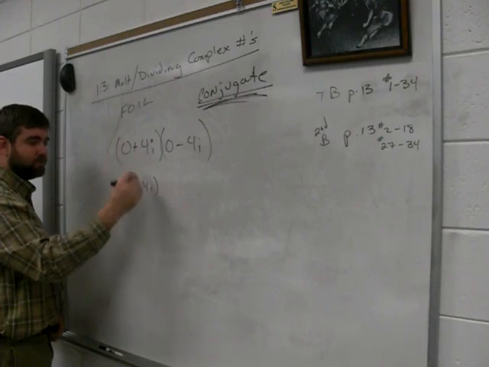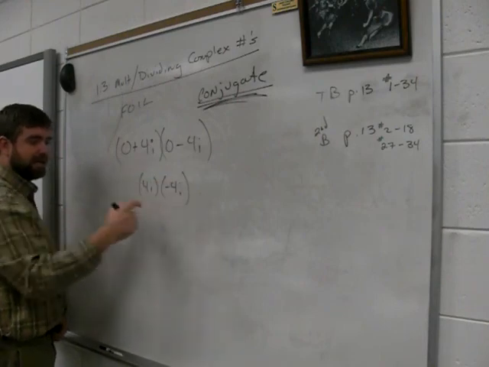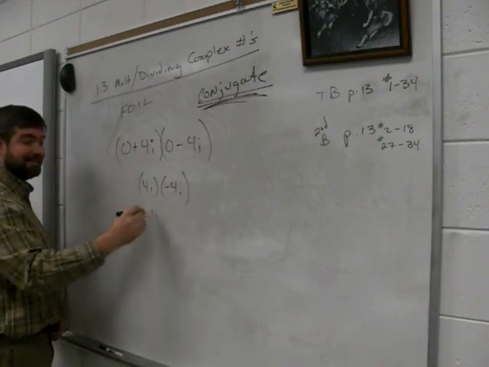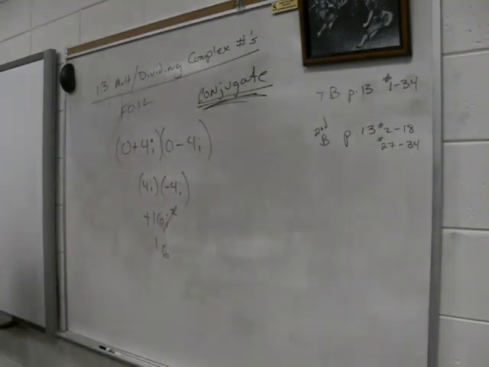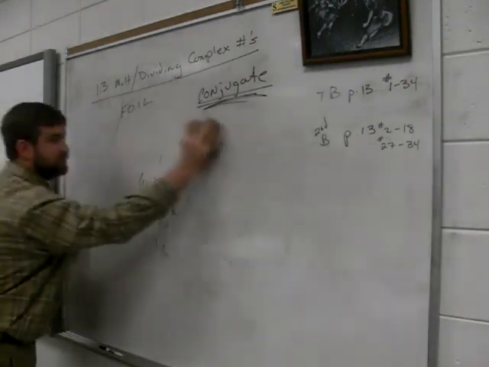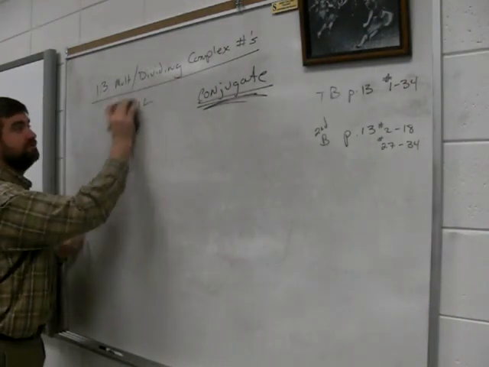And watch what happens when I multiply those. What do I get? 4i times negative 4i is negative 16i squared. Those cancel out, and I get positive 16. So 4i and negative 4i are in fact conjugates. Okay? Any questions on the multiplication of complex numbers? Okay, all right, let's move on to division.